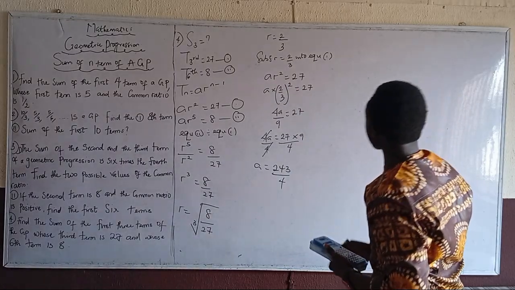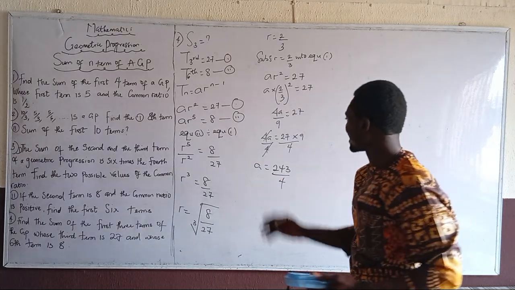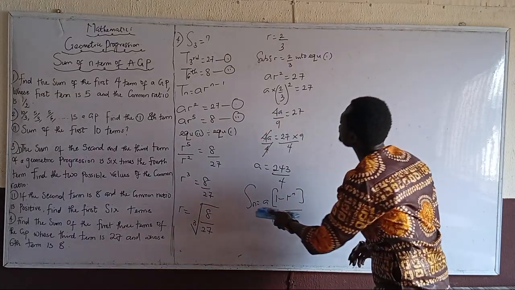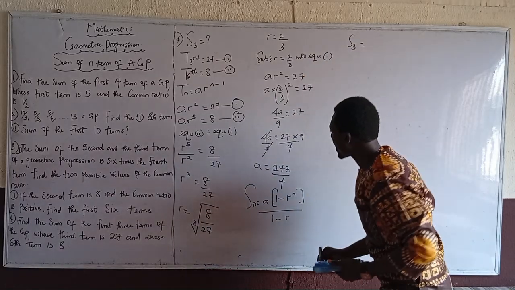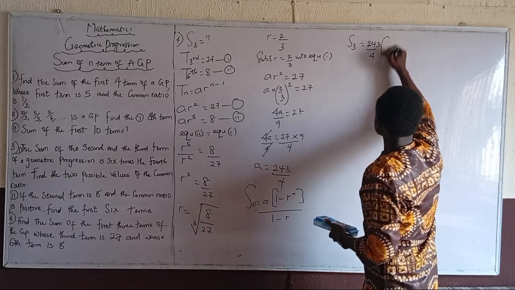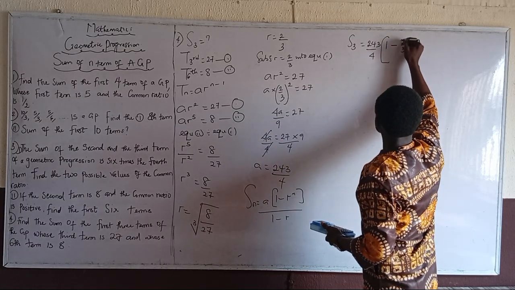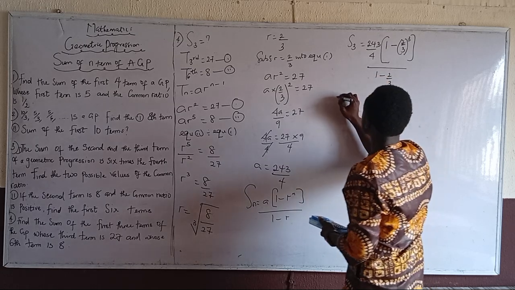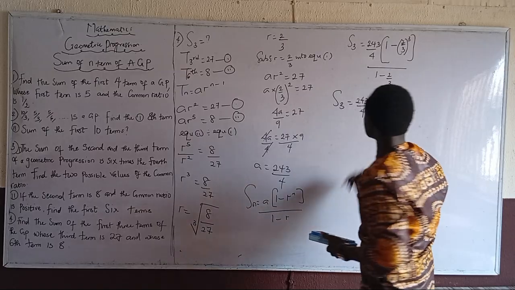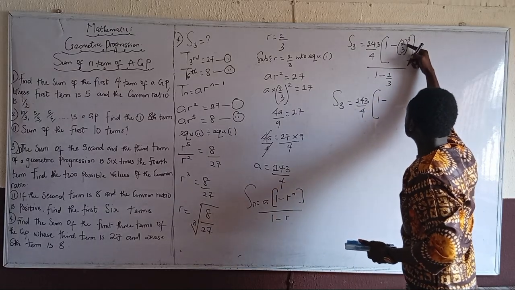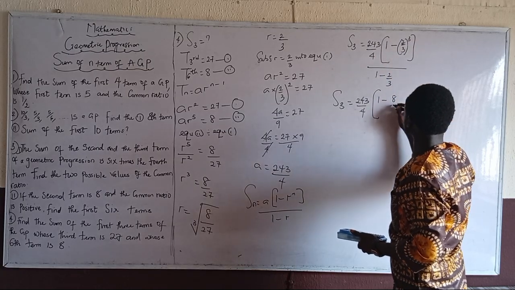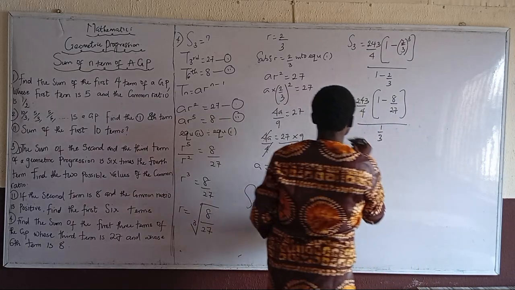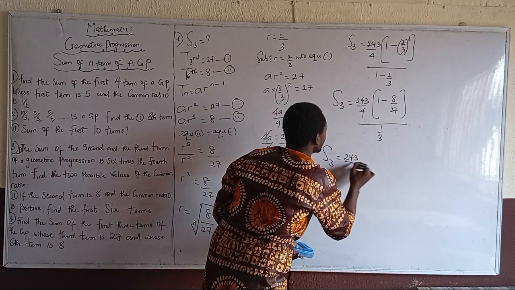Now I can calculate the sum of the third term. My R is 2 over 3. Since 2 over 3 is less than 1, my sum becomes A times (1 minus R to the power n) over 1 minus R. So the sum of the third term, S3, equals A, which is 243 over 4, times 1 minus my R, 2 over 3, raised to the power 3, because it says sum of the third term, so my n will be 3, divided by 1 minus 2 over 3. So my S3 becomes 243 divided by 4.